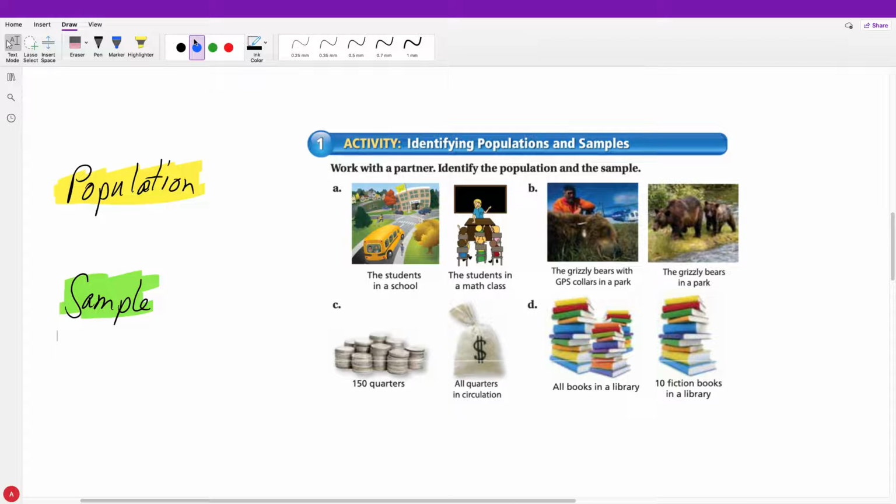Meaning, if I wanted to pull a group from somewhere, could I pull the school population from a math class, or can I pull a math class from a school population? So whichever one you can pull from the other group is your sample. So in this case, the students in the school would be our population, and the students in a math class would be our sample. Think about it as being a subset, if you know what that means, meaning that we can pull a set of kids or things or items from the other one.